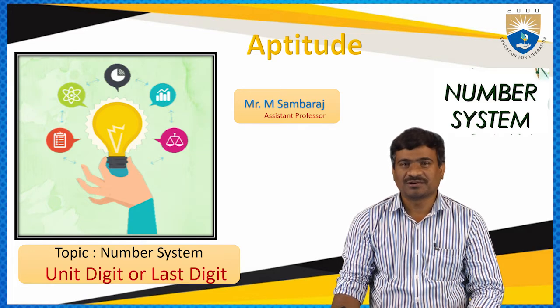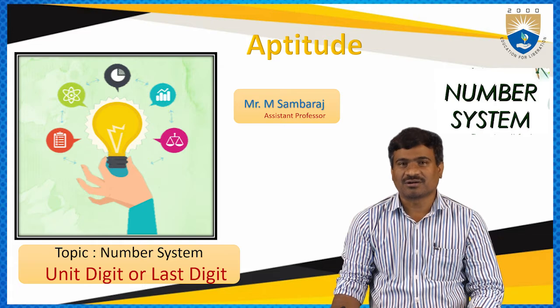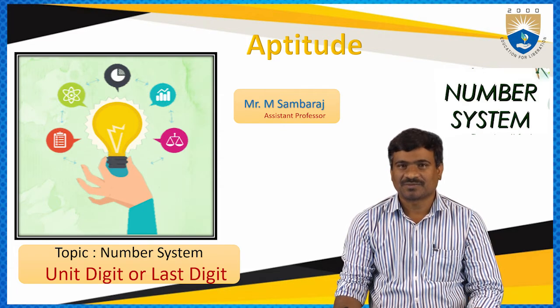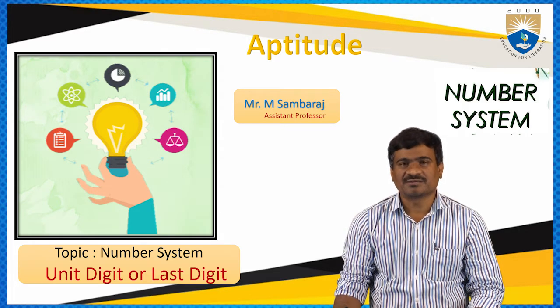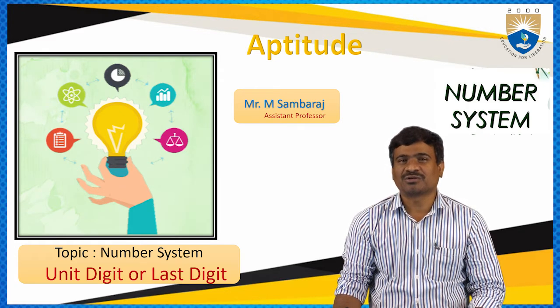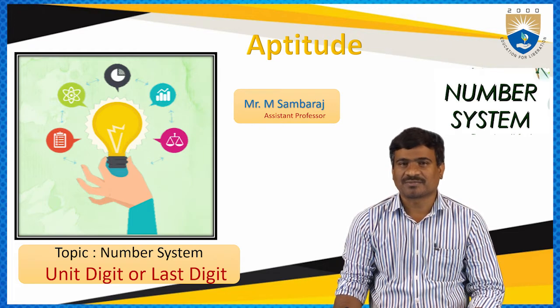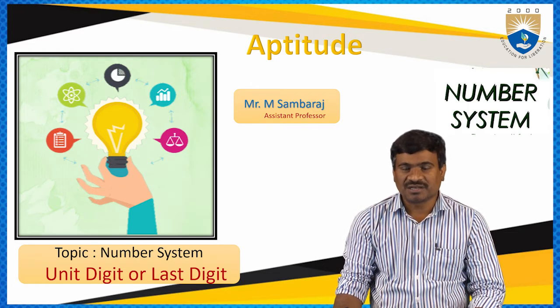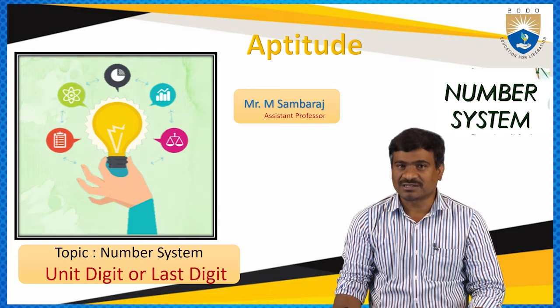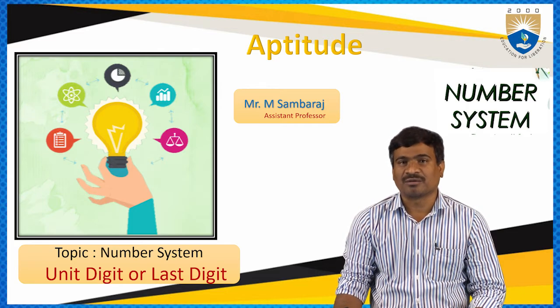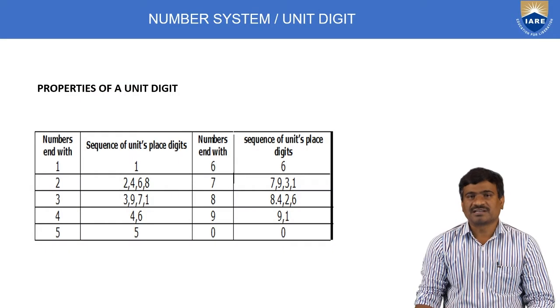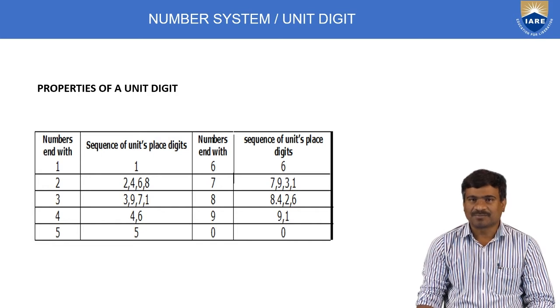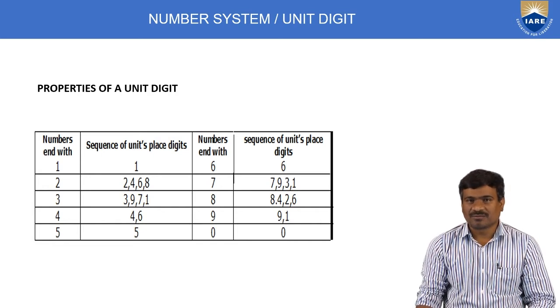Today we are going to discuss unit digit or last digit. This topic belongs to number system, one of the most important topics in number system. Number system means properties of numbers. It is also called number theory. Properties of a unit digit. Before that, one example.